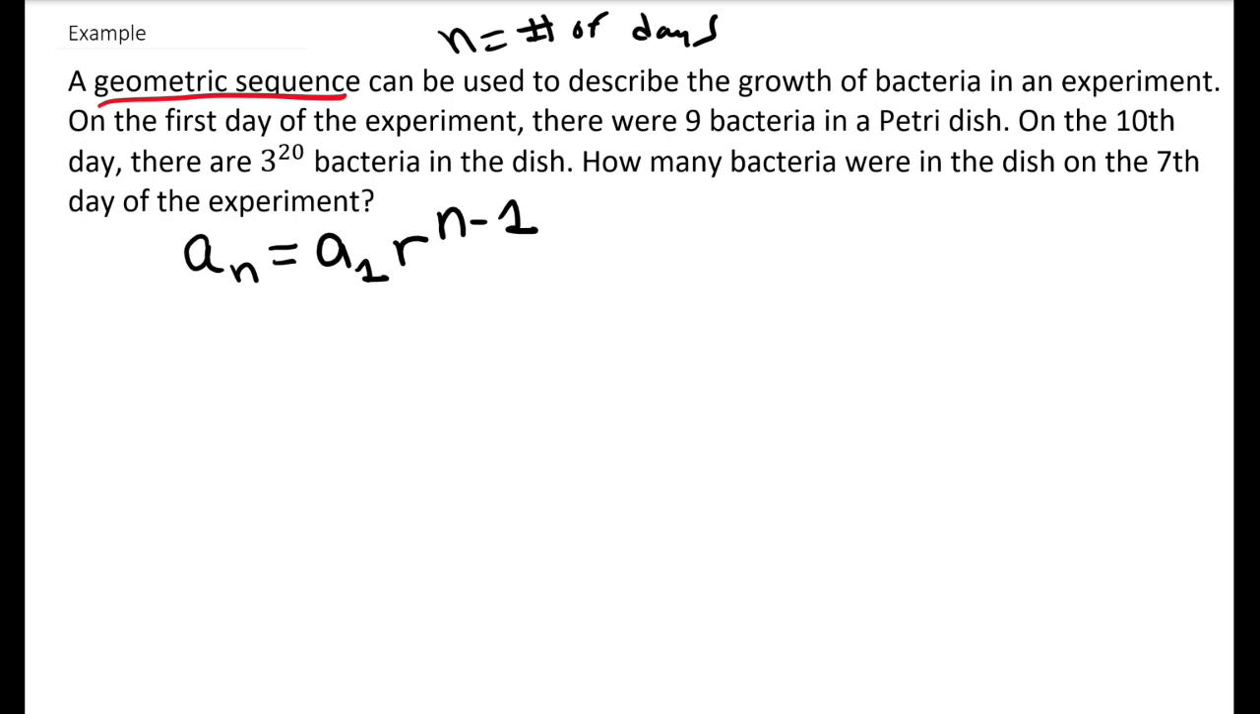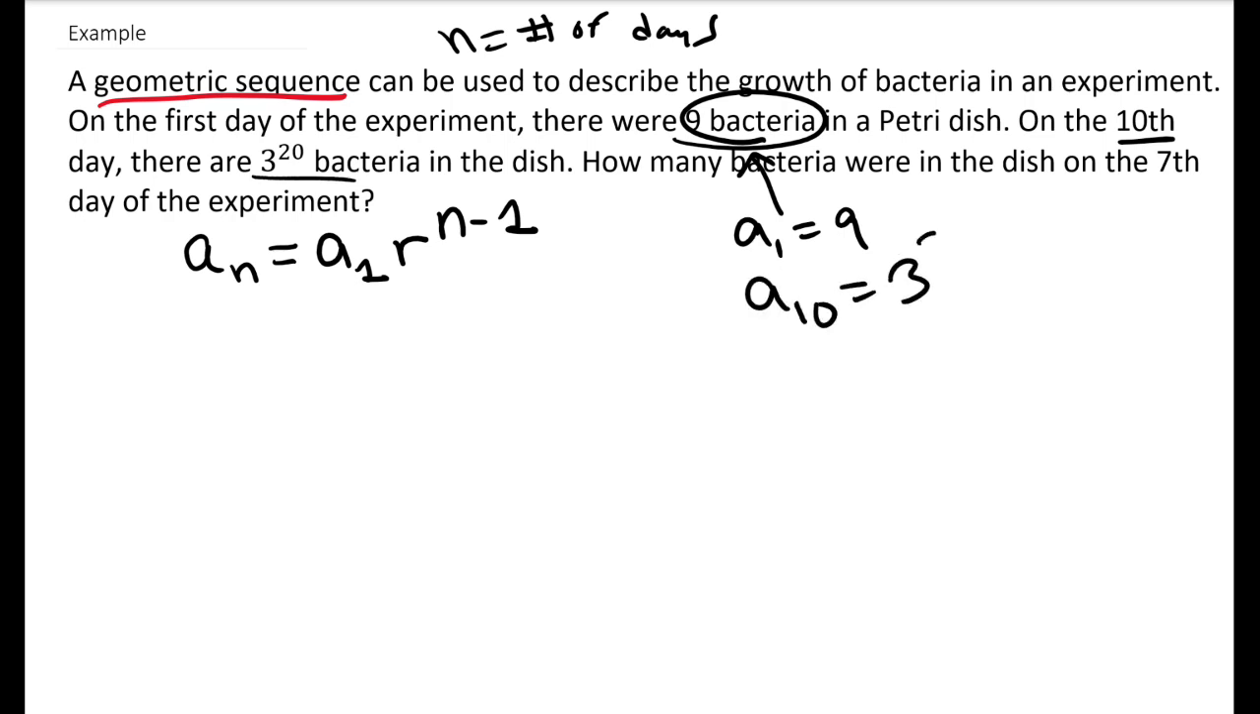So on day 1, we have 9 bacteria. So this means that a1 is equal to 9 bacteria. Now it says on the 10th day, there are 3 to the 20th bacteria in the dish. So this means that a10 is equal to 3 to the 20th power. So we got our a1, we got our a10. So we want to figure out, okay, what's the amount of bacteria in between these days, right? What happened on day 7? We're interested in what happens on day 7. So a7 is a big question mark for now.